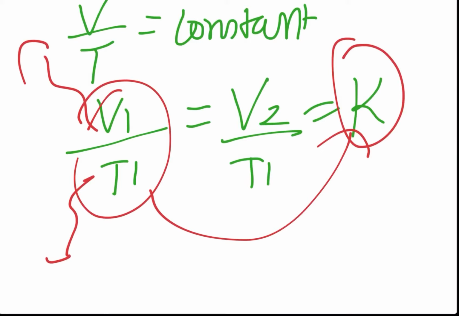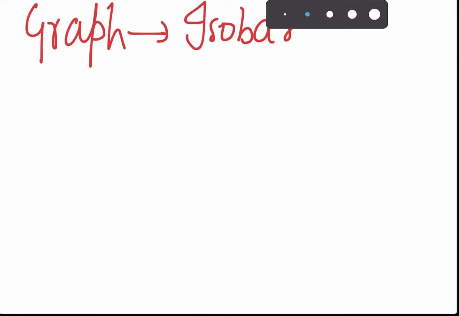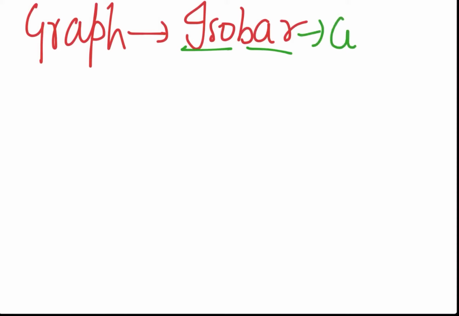Now coming on to the graph of Charles law. The graph of Charles law is called an isobar. Now iso means constant, as I had discussed in my previous video also, and bar is a unit of pressure. That means this is happening at constant pressure. That's what the statement states also. It is happening at constant pressure. That's my Charles law. Alright.